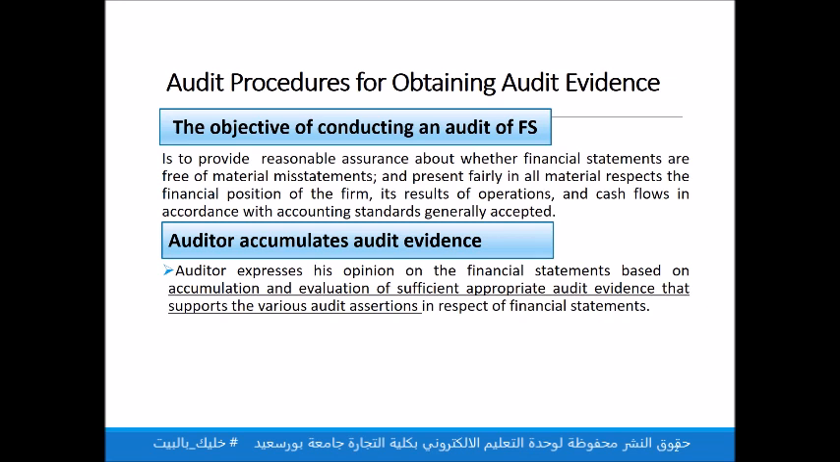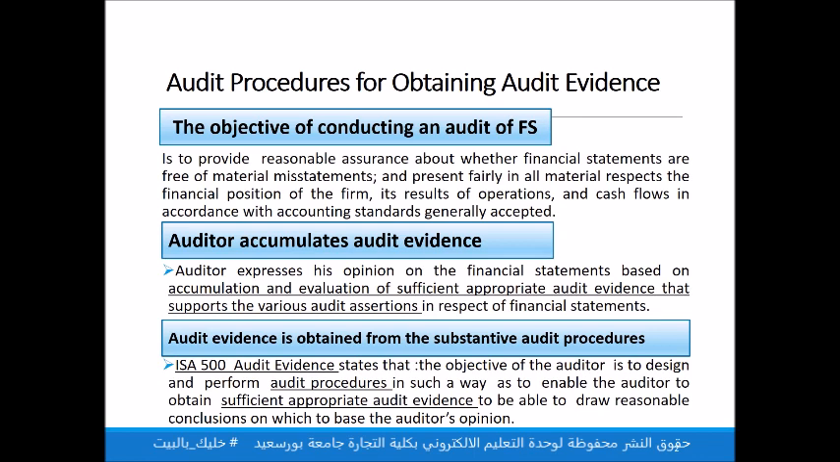Auditors need to accumulate sufficient appropriate evidence that supports the various audit assertions in order to be able to form a conclusion and express an opinion on the financial statements. As mentioned previously, there are two classes of audit assertions: transaction-related audit assertions and account balance-related audit assertions. The auditor needs to accumulate and evaluate evidence. Such evidence should be sufficient and appropriate in order to support the various audit assertions. At the end of the day, the auditor will be able to form a conclusion and express an opinion on the financial statements.